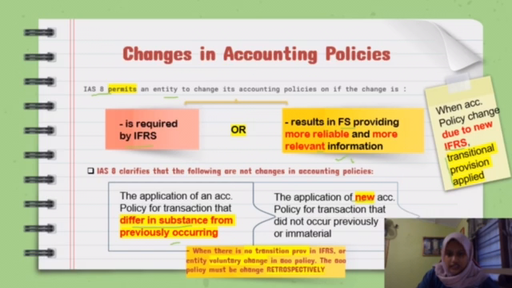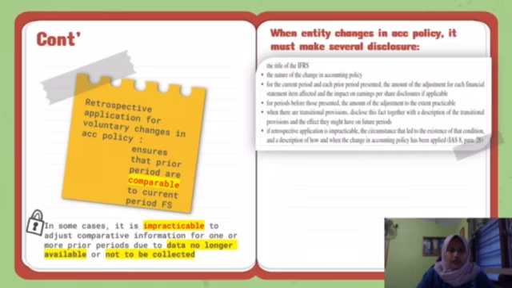When there is no transitional provision in IFRS, or the entity voluntarily changes an accounting policy, the accounting policy might be changed retrospectively. Retrospective application for voluntary changes in accounting policies helps to ensure prior periods are comparable to the current period of the financial statements, but in some cases it is impracticable to adjust more than one prior year period, as data is no longer available and cannot be collected as in the year before.